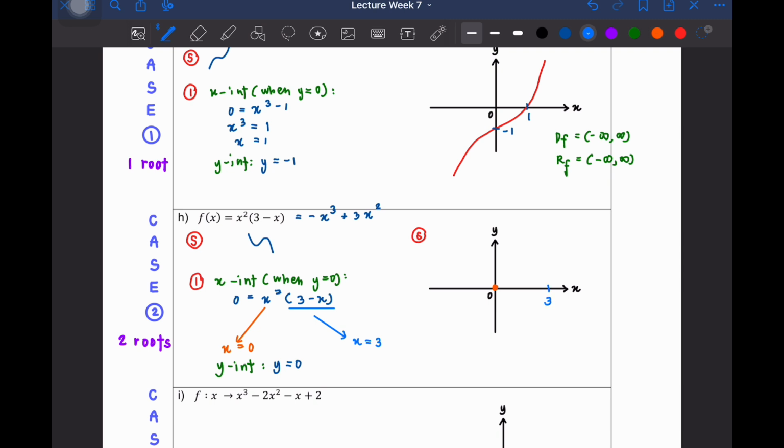Okay, but before you can draw your graph, awak kena tahu satu benda yang paling penting dulu. Bila kita ada case yang kedua, for two roots, you need to determine faktor yang mana kuadratik, faktor yang mana linear. Maksud madam, tengok dekat sini. This one is in factor form. So we have factor of x square and also 3 minus x. Kita nampak this one ada square, so means that this one adalah factor yang kuadratik.